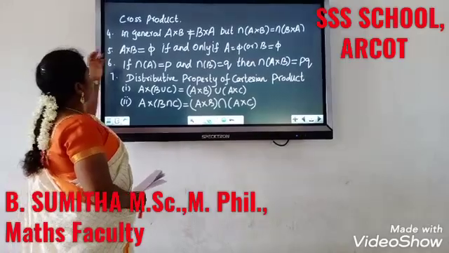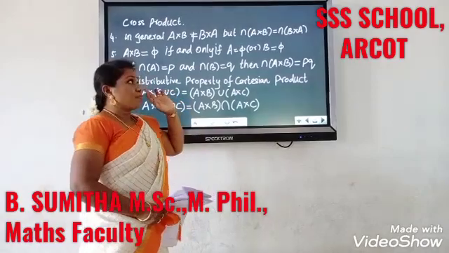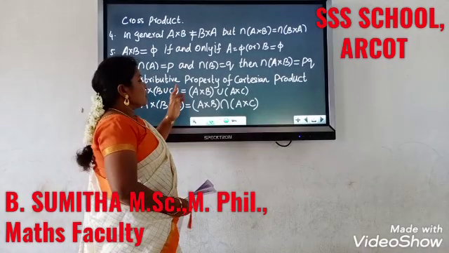The next point is, in general, A cross B is not equal to B cross A. But n of A cross B and n of B cross A, where n is the number of elements in the set, are equal. And the next one is A cross B is equal to pi, where pi is the null set. A cross B is the null set if and only if either A is equal to pi or B is equal to pi. Either one set must be pi, then only the product A cross B is equal to pi.